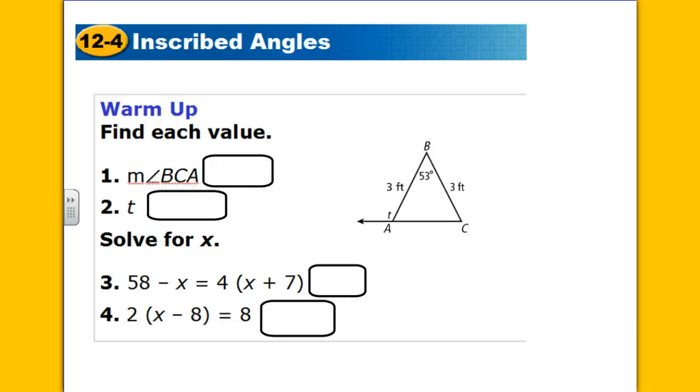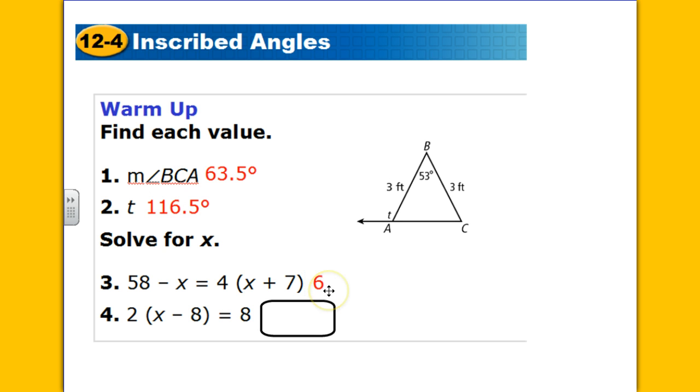Okay, we're in section 12.4, and we're talking about inscribed angles today. So pause and warm it up. Morning, Jenna. Measure of angle BCA. Kara. I said 63.5. Good. And T is Sydney. 116.5. And what is X, Michael? 6. And Matthew, what is X in number 4? 12. Good job.